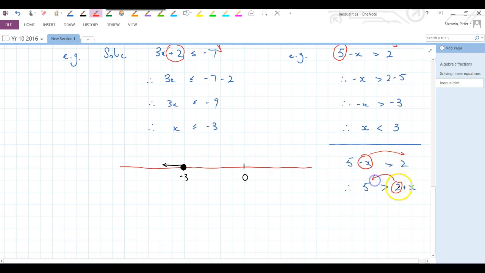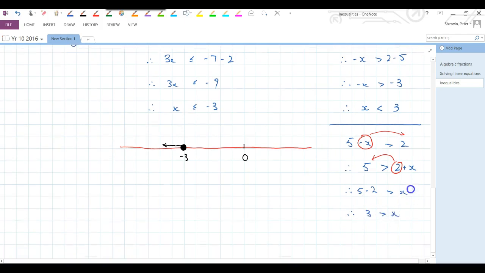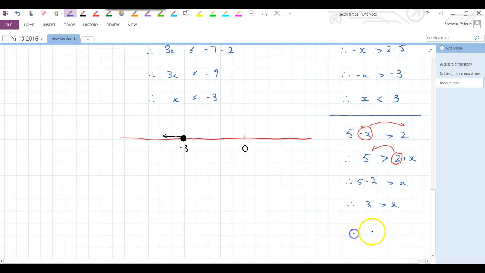Now I'm going to take the 2 because it's got no business being with the x, so the 2 is going to come back over to the left. Now I've got 5 minus 2 is greater than x. So what I've got here is 3 is greater than x, but we like to have our inequalities facing, we like to have x on the left, don't we? So how do we rewrite this?